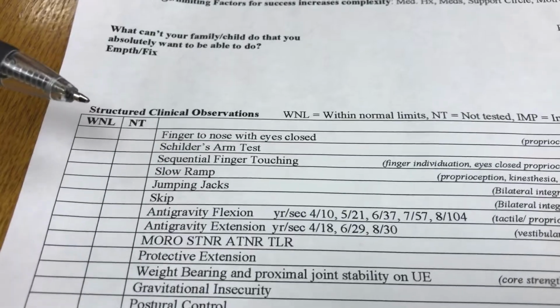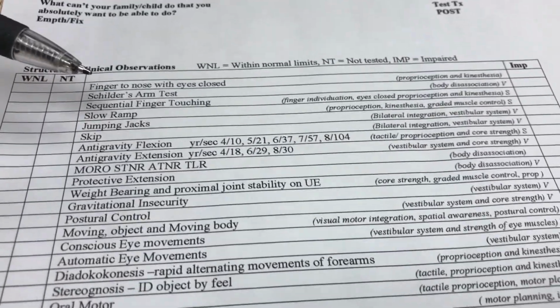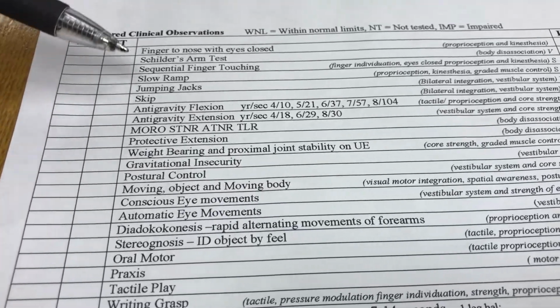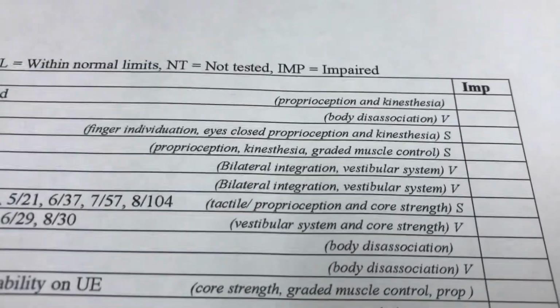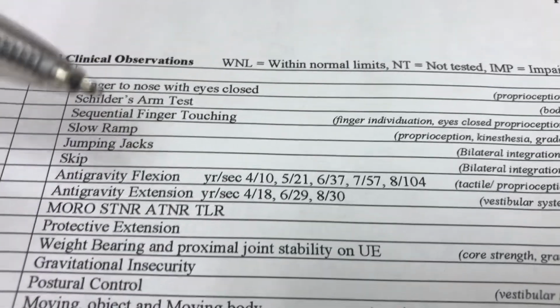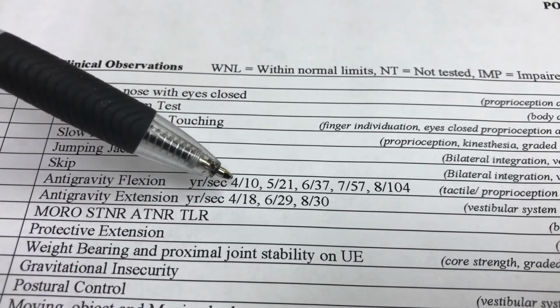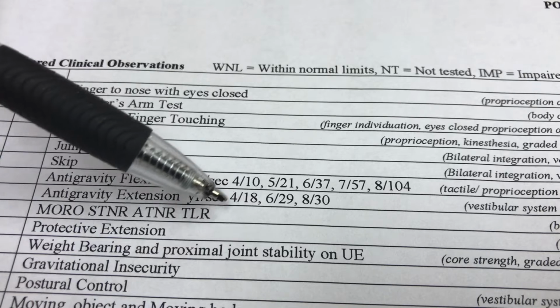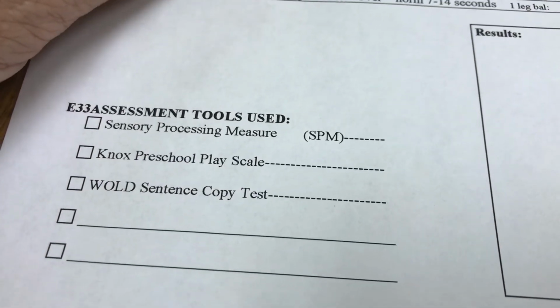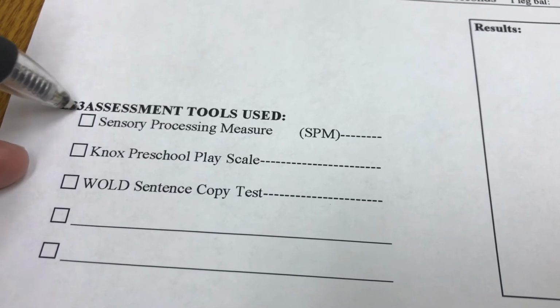Then this section is where I do all my AIRS clinical observations, and I'm going to just check off if they're within normal limits, not tested, or if there's impairment. And then for each of these I have what it's looking at. And then I also have the norms, like a 4-year-old can do 10 seconds. And then some key reflexes that I like to test. Oh, there is a typo there. I gotta fix that.